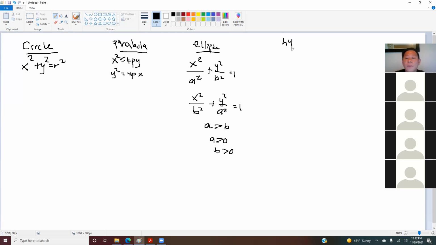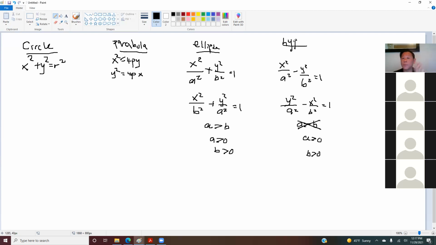Okay, and for the hyperbola, you don't use plus, you use minus. So you've got x squared over a squared minus y squared over b squared equals 1. Or you interchange your x and y. So now your y squared is positive here. Your a and b are still in the same location. And again, it's not plus, it's minus. So this is a hyperbola in this case. And it's not necessary that a has to be greater than b, but a and b have to be greater than 0.